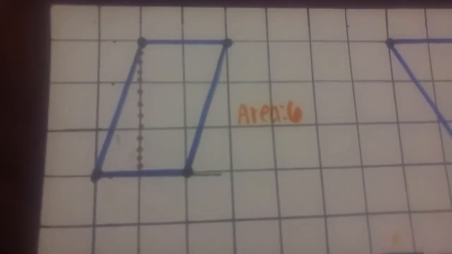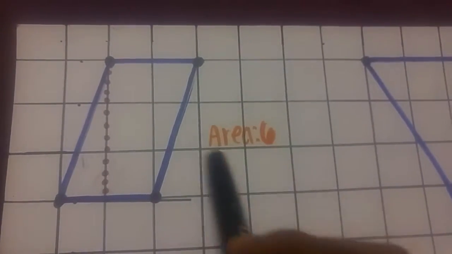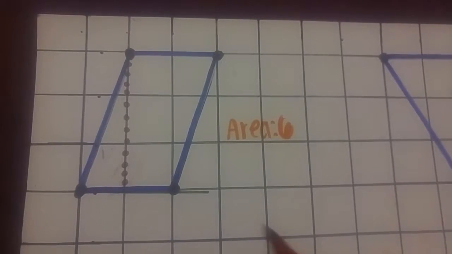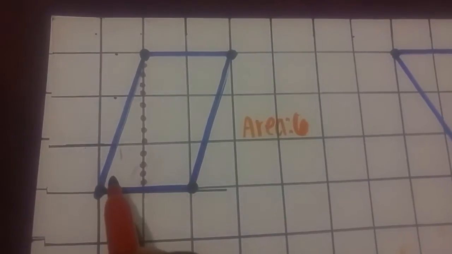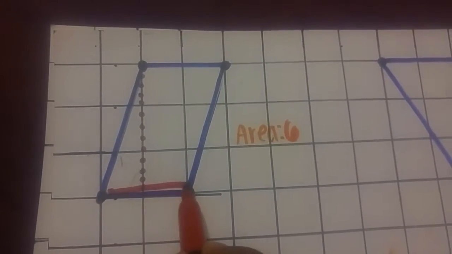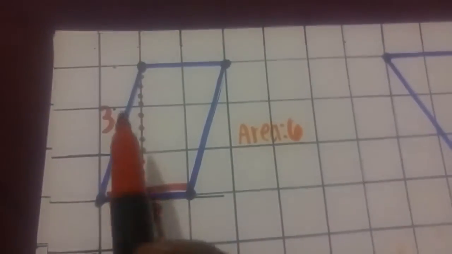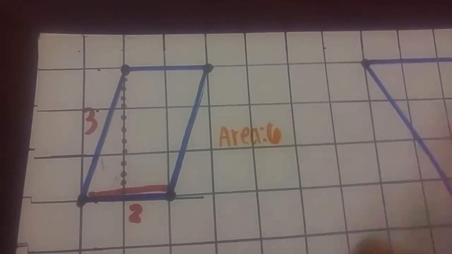For my first example, I individually counted each of the squares, and I got that the area was 6 units squared. Then I tried to look at the dimensions to see how to get 6, and I noticed that the base was 2 and the height was 3. If I multiplied 3 times 2, I got the area, which was 6.